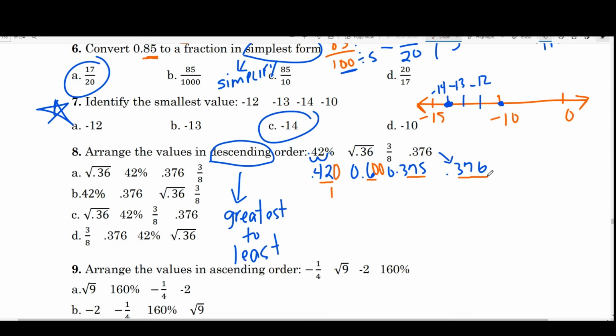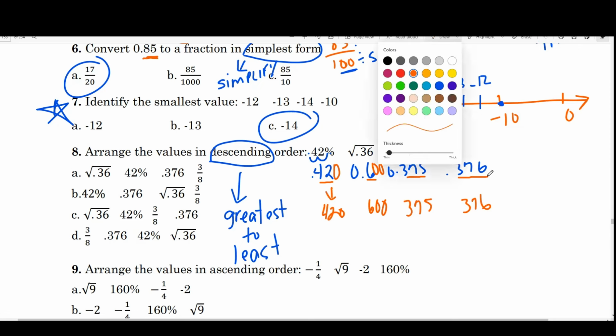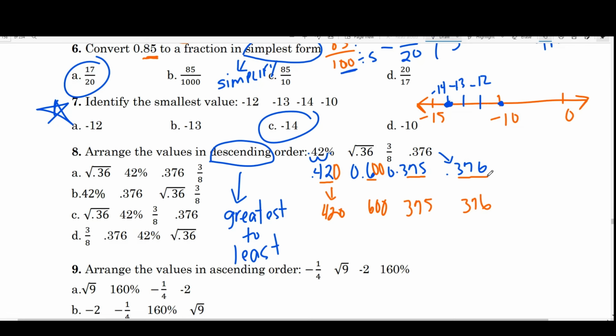All right, so now when we compare them, it's like saying 420, 600, 375, and 376. We know the biggest is going to be 600. So we're going to put it back in its original form. We'll mark them first. Now this is the biggest. The next one will be the 420, the 376, and the 375. Now we put them back into their original form.